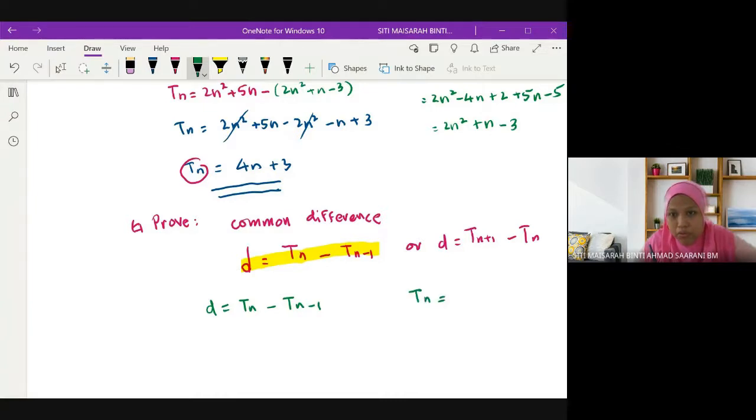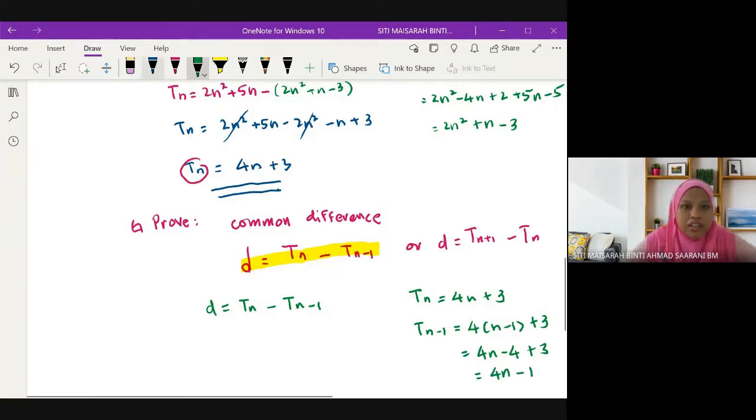Tn memang dah ada is 4n plus 3. And then Tn minus 1, we substitute into n at Tn, it becomes 4 times n minus 1 plus 3. Then we simplify, we get 4n minus 4 plus 3. Then we get 4n minus 1. So then D equals to 4n plus 3 minus 4n minus 1. Then we get 4. Okay. So now we get 4.